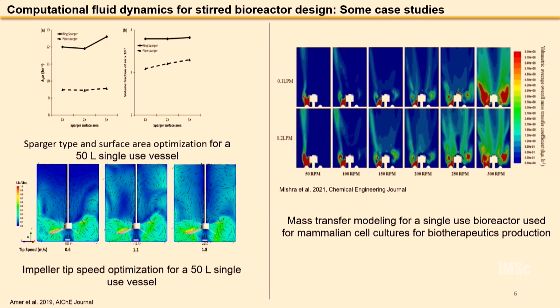These are some case studies. The first one is on the sparger type and the surface area of the sparger optimization in a 50-liter single-use bioreactor for mammalian cell cultures. In the same study, they have also tried to optimize the impeller tip speed, that is the impeller speed, for the optimum mixing. Then there is one more study where, for a particular single-use bioreactor for mammalian cell cultures for biotherapeutics production, they have looked into mass transfer modeling, to see whether they will be able to predict which particular design has a better mass transfer efficiency.